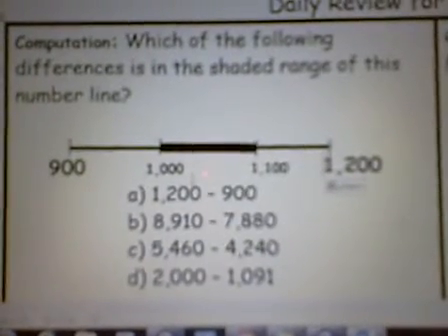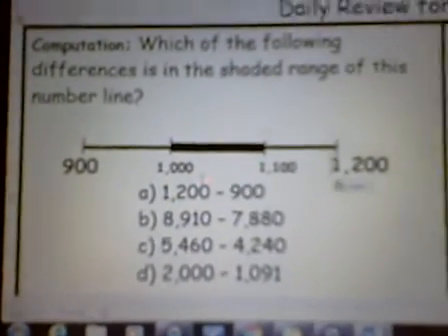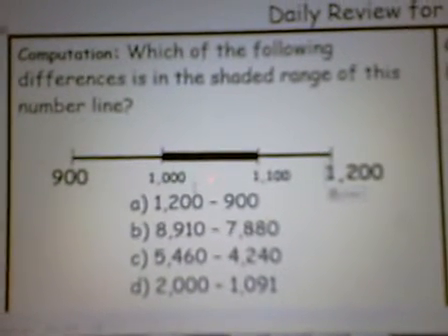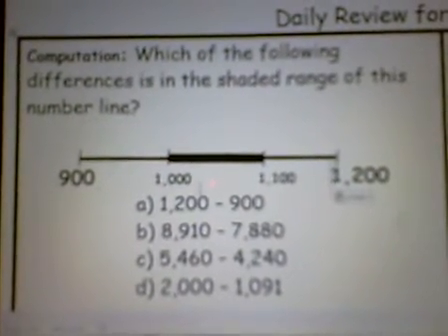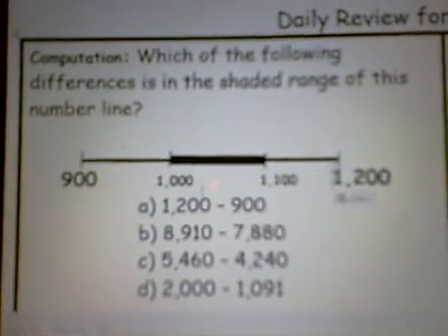And I notice there's not a lot of room to solve on my homework paper, so I probably should use a scrap sheet of paper to show all of my work. First, I'm going to solve A. 1,200 minus 900. Pause here to solve on your own and see if we get the same answer.